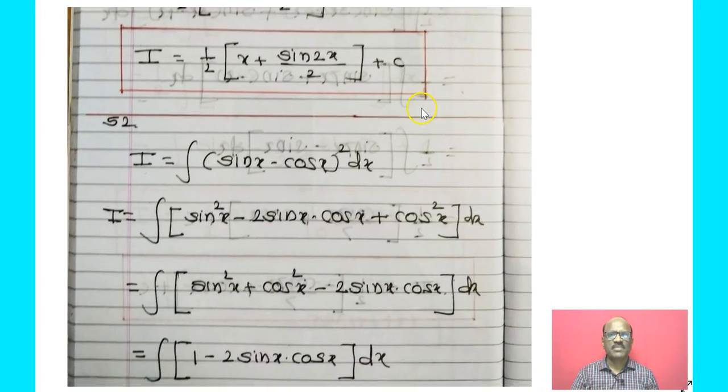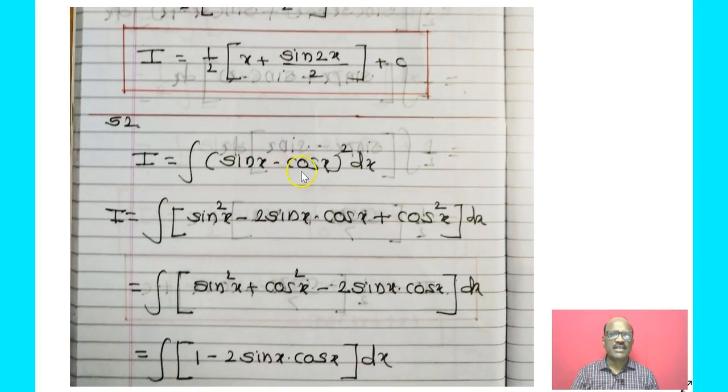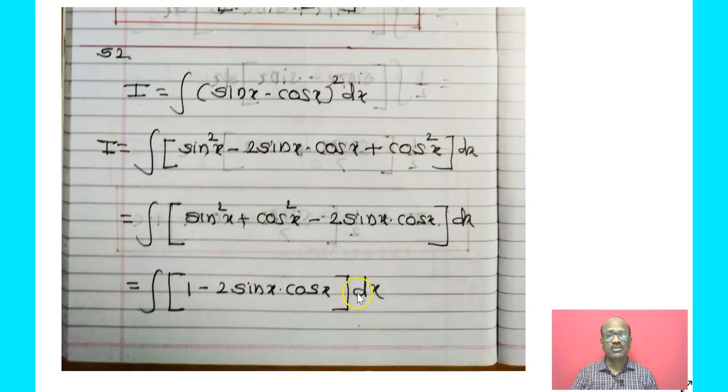Now next problem, that is I is equal to the integral of (sin x minus cos x) whole square. Now expand this term, that is the integral of sin square x minus 2 sin x into cos x plus cos square x. Now what is the value of sin square x plus cos square x? It becomes 1 minus 2 sin x into cos x, and 2 sin x into cos x becomes sin of 2x.